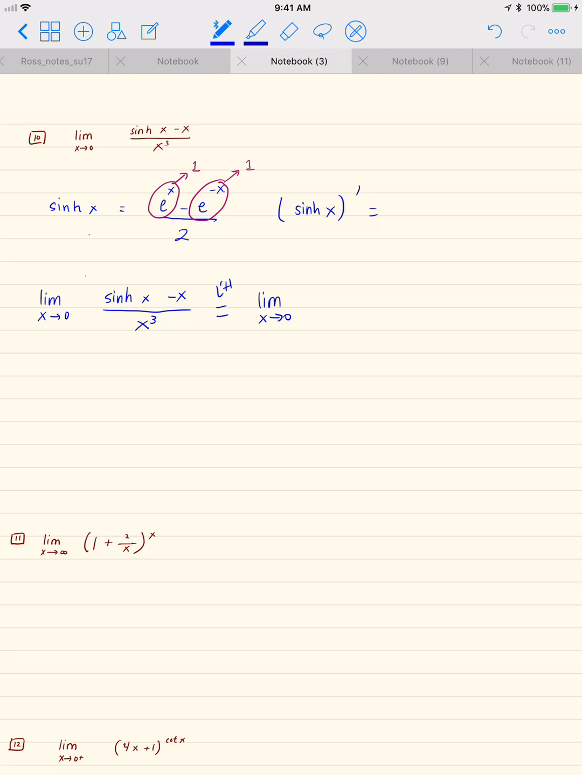Well, so we've got this 1/2, right? We've got a factor of 1/2, so that stays the same. What's the derivative of e to the x? That'll just be e to the x. What's the derivative of e to the negative x? That'll be negative e to the negative x. So this is actually equal to cosh of x. So we'll have cosh of x minus 1 over 3x squared.